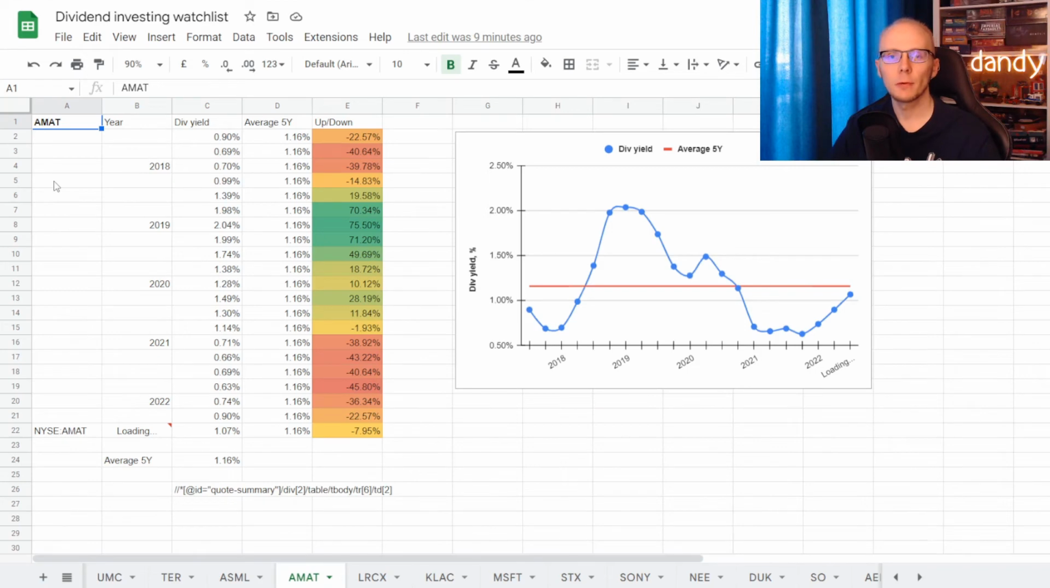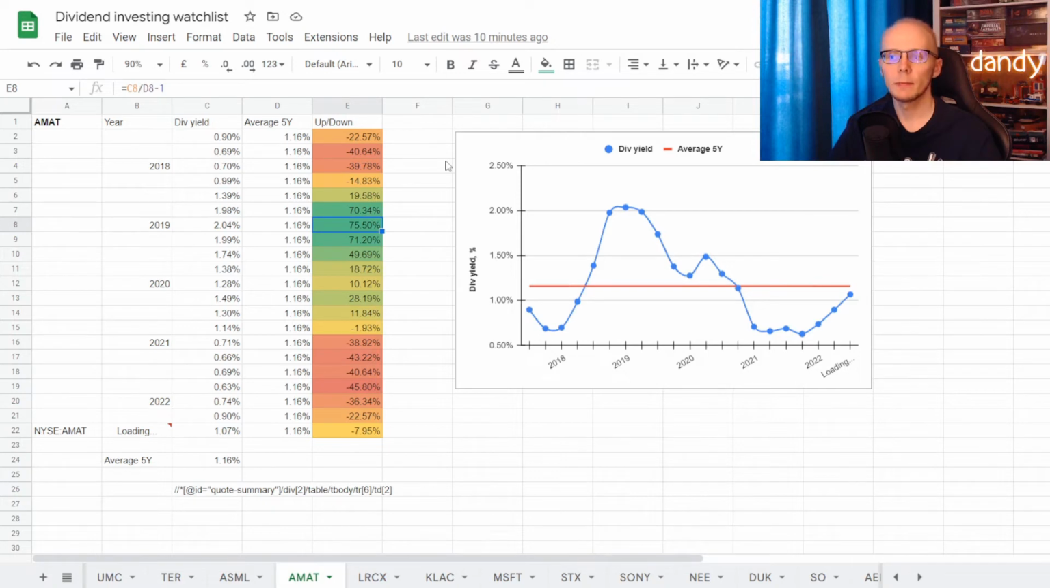Now the last metric we are comparing is the dividend yield under its 5-year average. And for that we'll be using my dividend investing watchlist. So we are in the tab for Applied Materials, and here we have the company's dividend yield history for each quarter of the last 5 years. Out of this information we can calculate that on average in 5 years the dividend yield was at 1.16%.